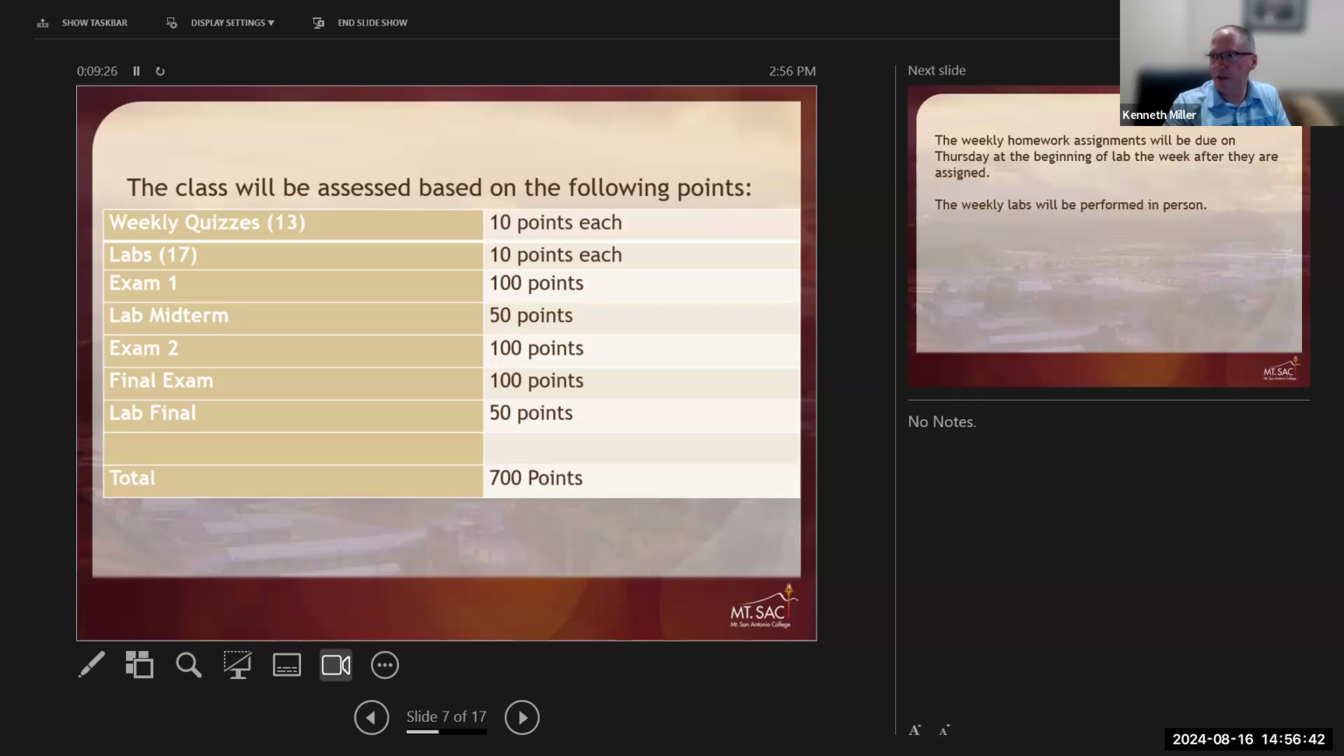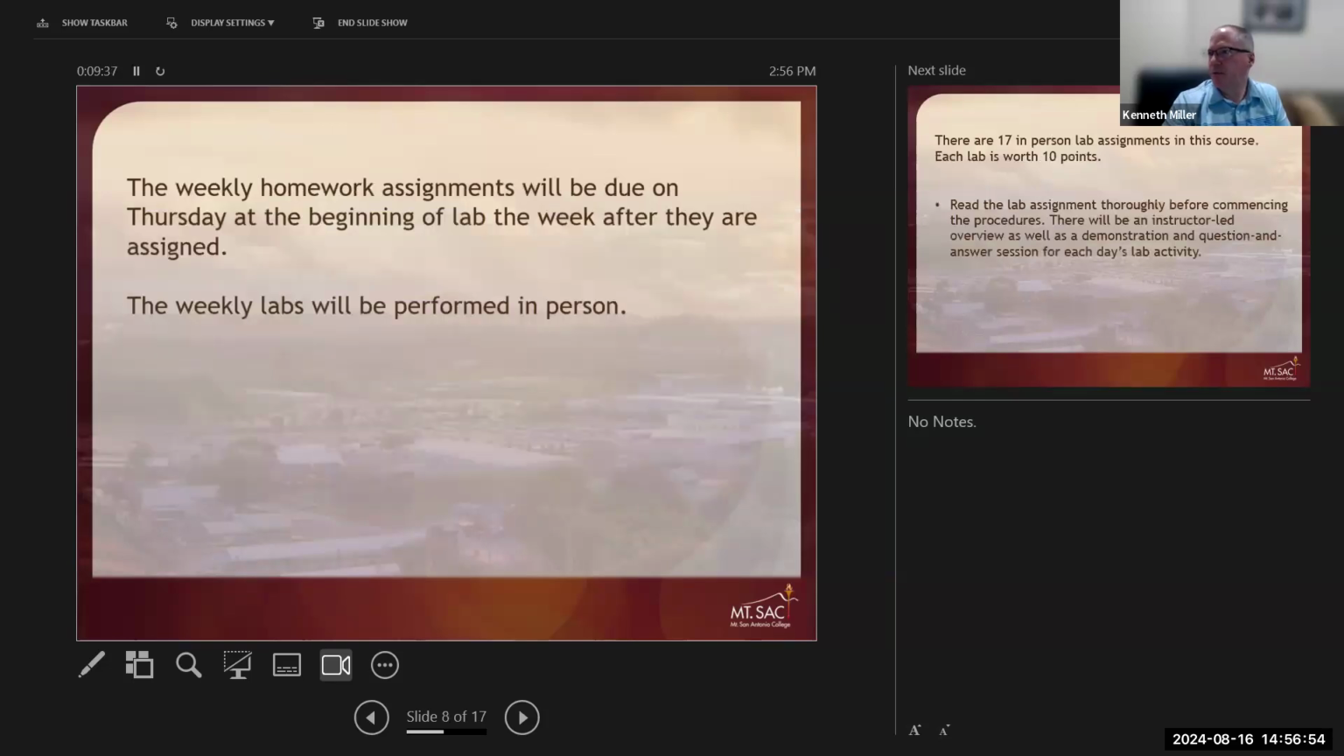170 are coming out of the labs, 130 for the quizzes, and then the lab final and the lab midterm. So that gives us a total of 700 points. All right. The weekly homework assignments will be due on Thursday at the beginning of lab the week after they are assigned. And then the weekly labs will be performed in person. So you'll go into room 403 in building 28B on Thursday night from 6:30 p.m. until 9:40 p.m. and you'll have plenty of time to perform that week's labs.